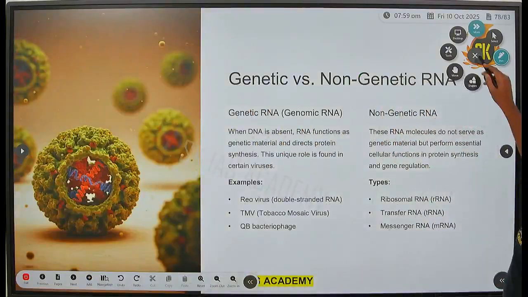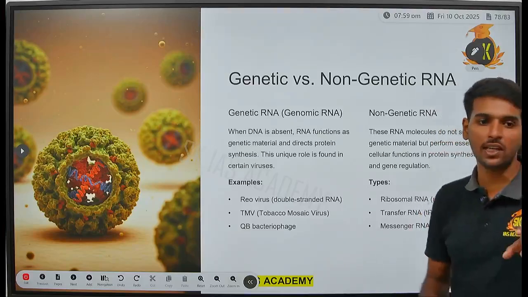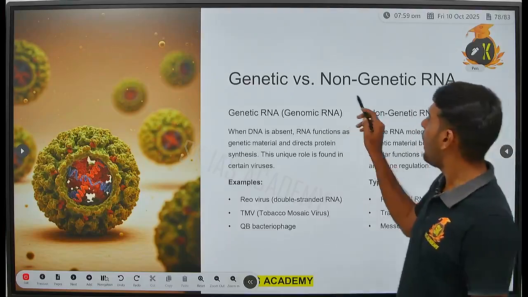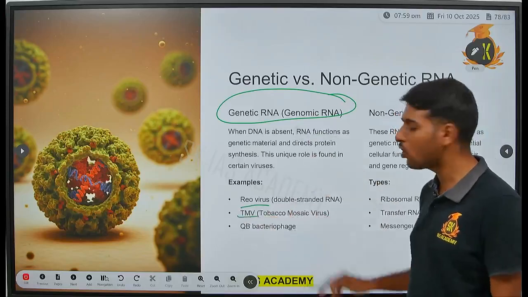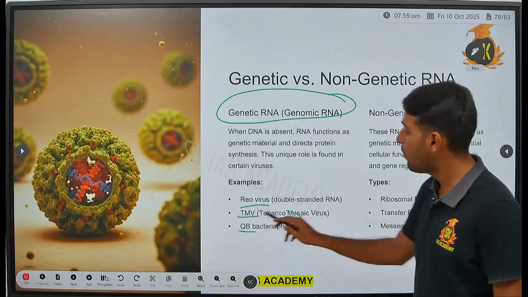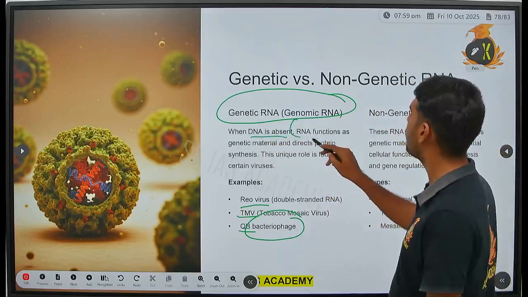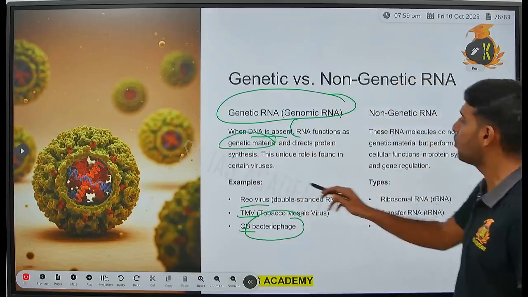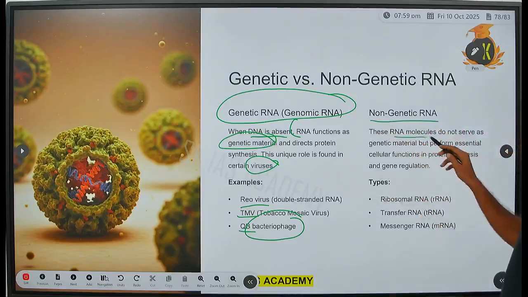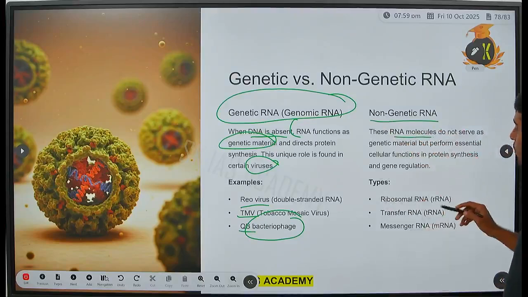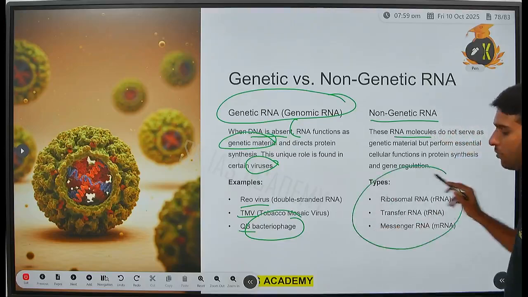Okay, genetic versus non-genetic RNA. RNA could also be a genetic material. Usually in human beings, which is the genetic material? DNA. But RNA is a genetic material in viruses, reoviruses, tobacco mosaic virus, Qβ bacteriophage, which is also a virus only. When DNA is absent, RNA functions as the genetic material, mostly in the virus family. Non-genetic RNA molecules do not serve as genetic material; they are responsible for transcription and translation. All the 3 types of RNA.